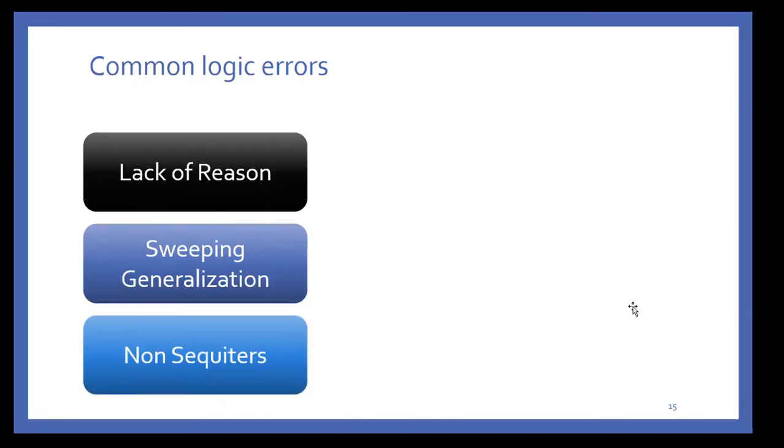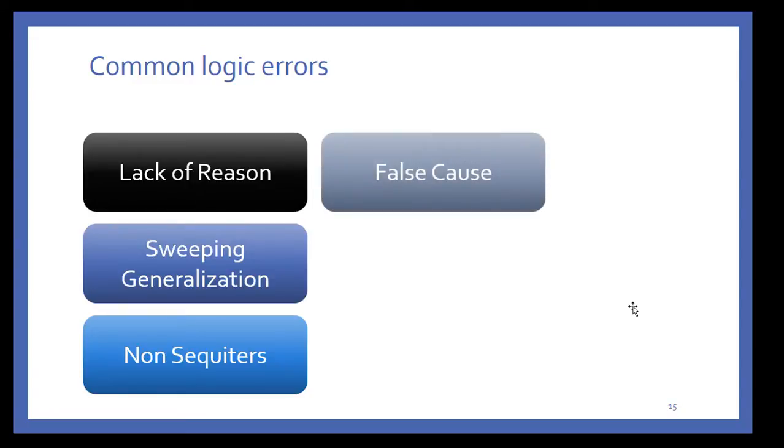A non sequitur is a statement that does not logically follow a previous statement or statements. Okay, an example of that would be, I cleared off my desk and the report is due today. Well, the act of clearing off your desk has absolutely nothing to do with the report being due, right? Okay.